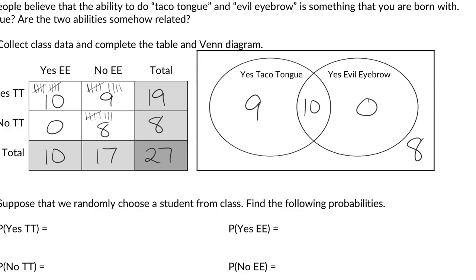Here's what's cool here too. We said there's a total of 19 people who could do taco tongue, and if you add up the two numbers inside the entire circle, it's still 19. So this still has all of the information from my two-way table, it's just in Venn diagram form. That is super helpful for us when we get into some of our probabilities later in class.